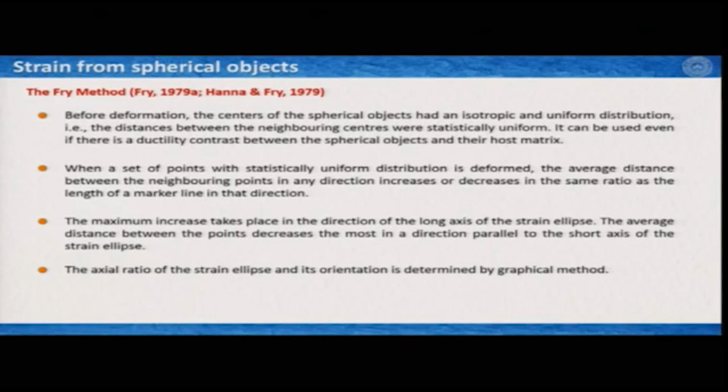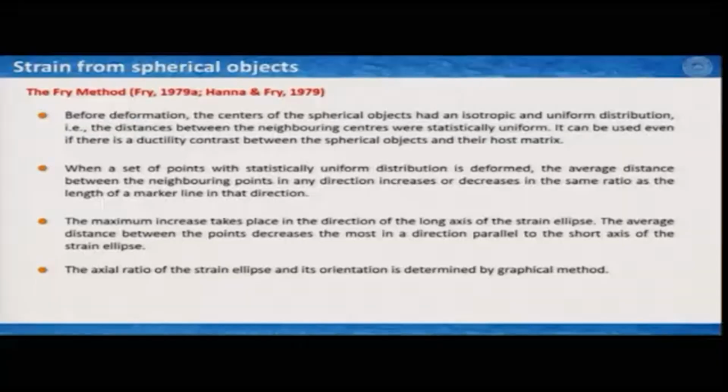The second one, one of the most used strain analyses from spherical objects in 2 dimensions, is known as the Fry method. It is given by Professor Fry. It is in 2 consecutive papers, one in 1979 and then another one in the same year with Hanna. So this Fry method is very interesting, and it has some very interesting concepts behind it.